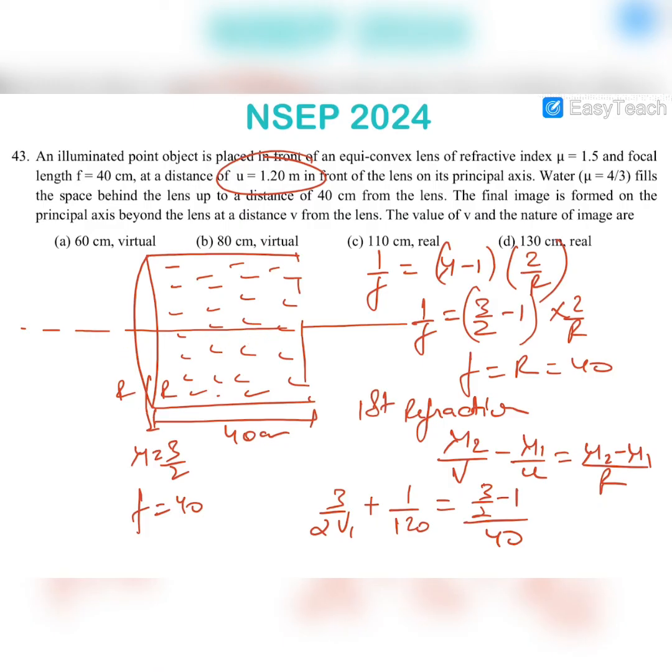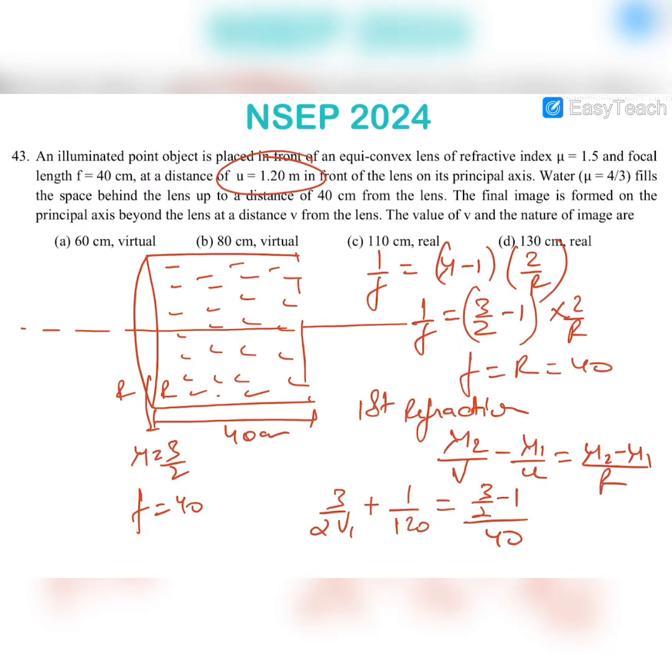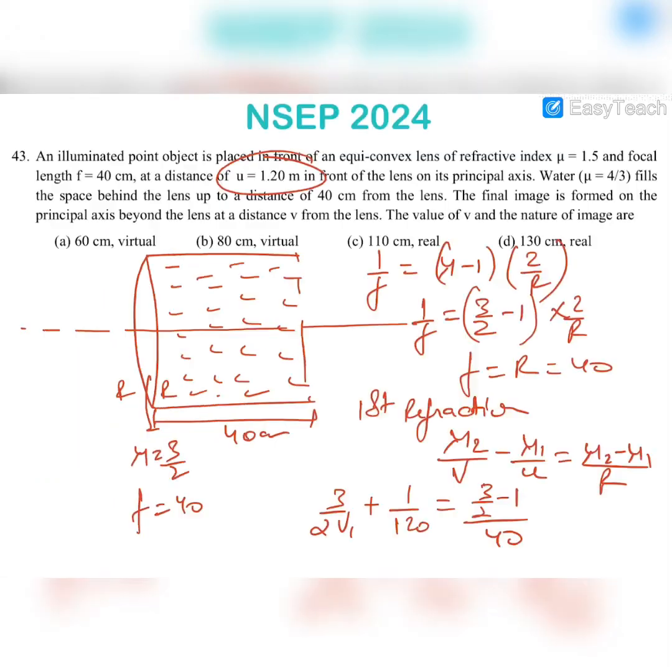Now that image will be the object for second refraction. For second refraction, we again use the spherical refracting surface formula. So u will be equal to plus 360. So mu 2 is 4 by 3, v2 minus mu 1 by u; obviously u is behind this surface, therefore it would be positive for this refraction also.